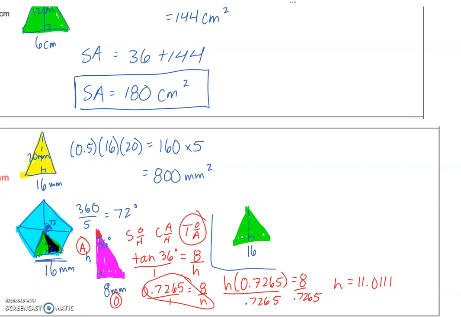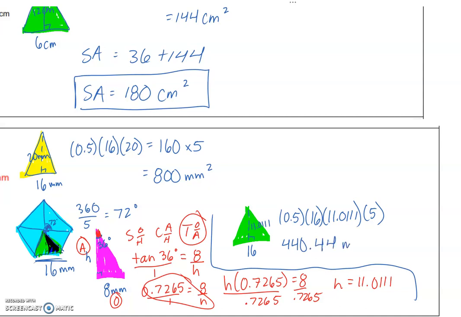The height we just calculated, that was 11.0111. I'm going to do 1/2 times the base, which is 16, times the height, which is 11.0111. Now that's the area of just the green triangle. Now, if I look back at my pentagon, how many green triangles are there? 1, 2, 3, 4, 5. So I'm going to make sure that I multiply my answer by 5. So times 5 times 16 times 1/2 gives me 440.44, around there, millimeters squared.